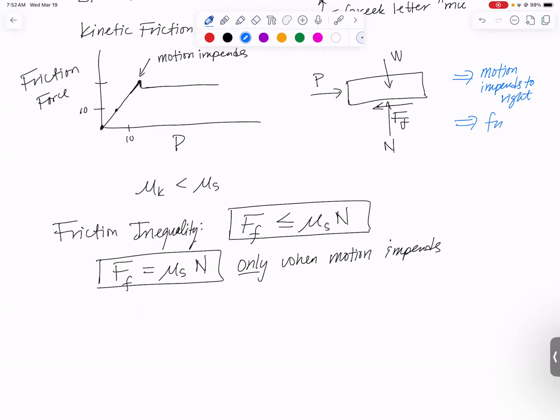So that means that the friction acts to the left. Friction never gives you help. Friction is always trying to prevent you from sliding. So if you're trying to push it right, the friction has to oppose that and act to the left.